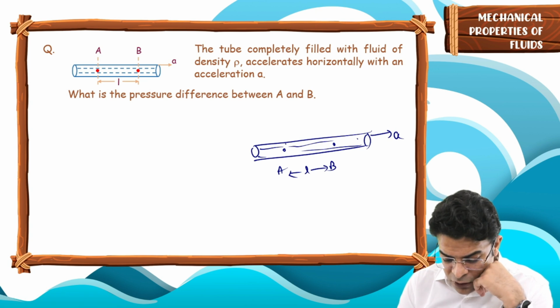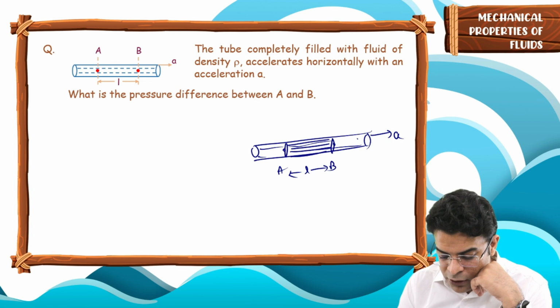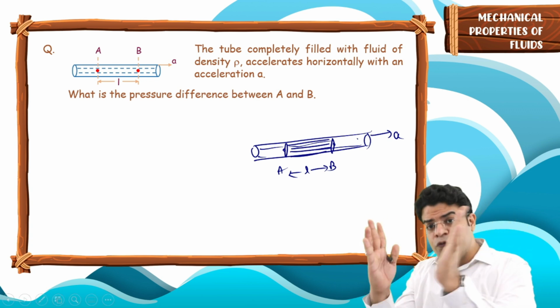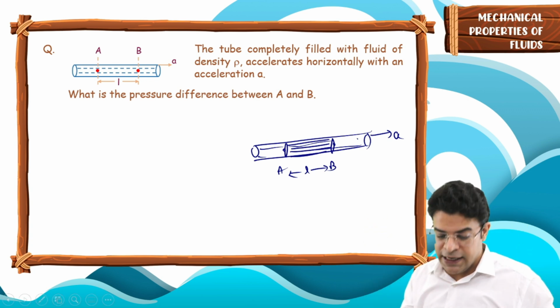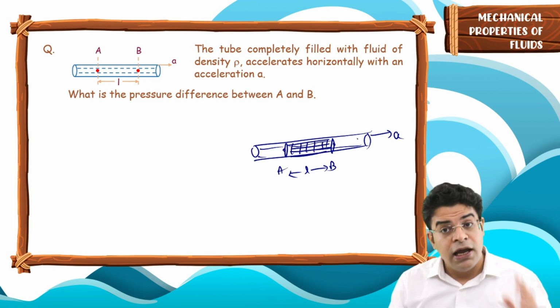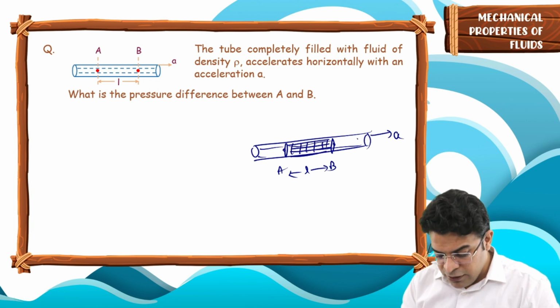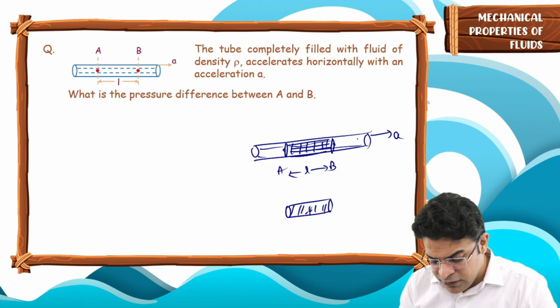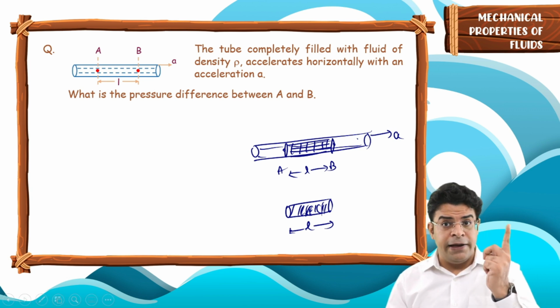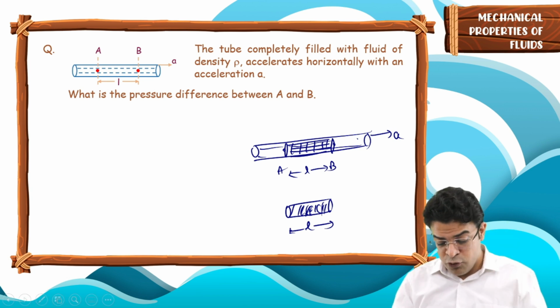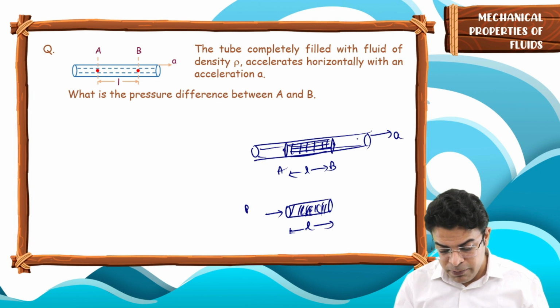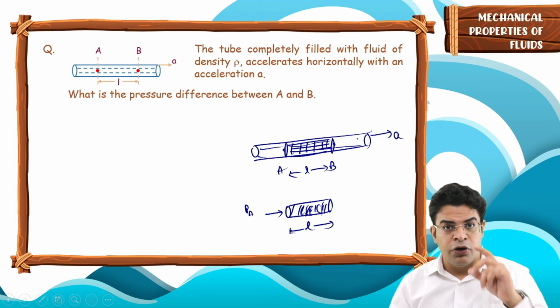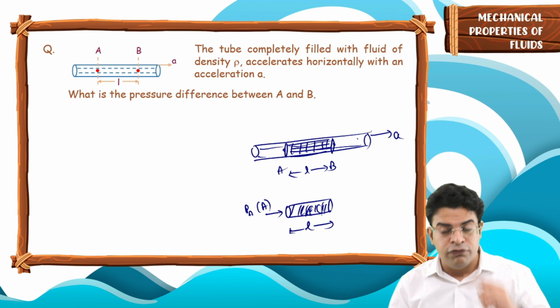So sir, if we look at the fluid between the part A and B, since the whole tube has an acceleration a towards right, even this much part will have an acceleration a towards right. So if we just consider this much part having a length L, because of the fluid on the left of A, it will push this fluid, and let's say the force will be PA, pressure at point A, multiplied by the area of the tube.